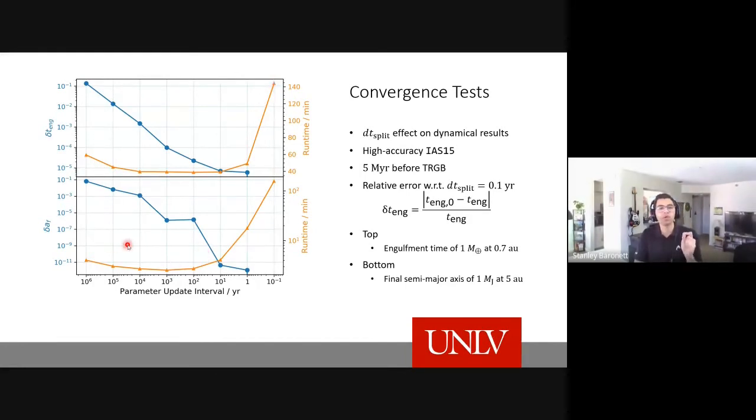Here we're looking at the relative error between the final semi-major axis of a one Jupiter mass planet at 5 AU during this expansion case where you have the stellar mass loss. And as you can see, again, you're getting accuracy as you go down into smaller and smaller increments, but similarly, the runtime will increase. In fact, it's a lot worse in this case, getting as much as 10 times or more runtime with the smallest intervals.